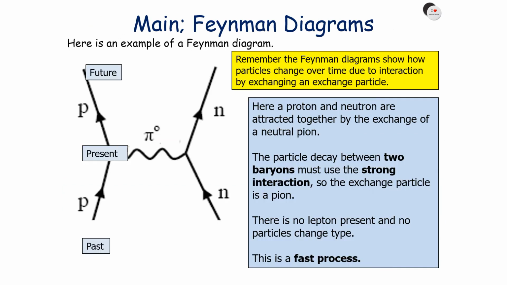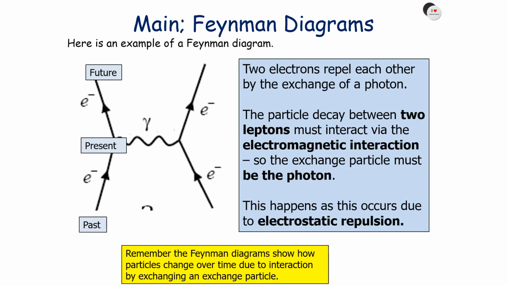So let's have a look at an example of a Feynman diagram. Remember that these diagrams are showing how the particles change over time due to interactions by exchanging an exchange particle. Here you've got two baryons, so therefore it's the strong interaction. The exchange particle is the pion because there are no particles changing type and there are no leptons present. Here it's due to electromagnetic repulsion, so our exchange particle is the photon.